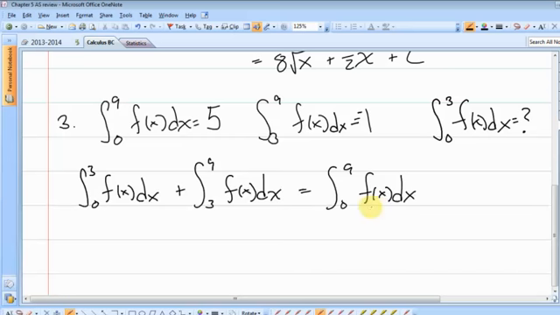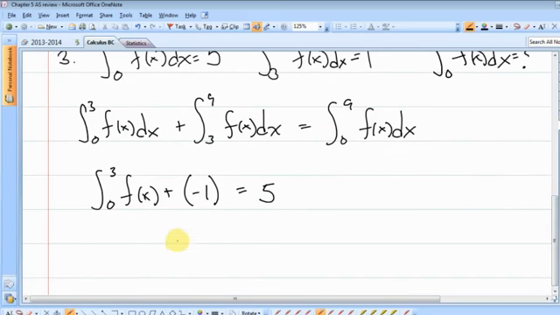Okay. Substitute stuff that you know. 0 to 3 is, of course, unknown. 3 to 9 is negative 1. 0 to 9 is 5. And I think that gives you the answer. 0 to 3 of f of x dx is equal to 6.